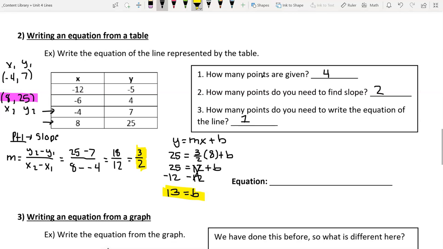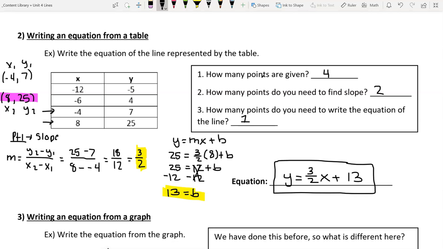Okay, so there's my two pieces, just like before. Y equals m, which was 3/2, x. There's always an x. Don't forget the x. A lot of people were forgetting the x. Plus 13 for my b. So again, it's the same process, just looks a little different because it gives you 4 points, but you only need 2 of them. Okay, so pick the 2 that you want to work with. All right.